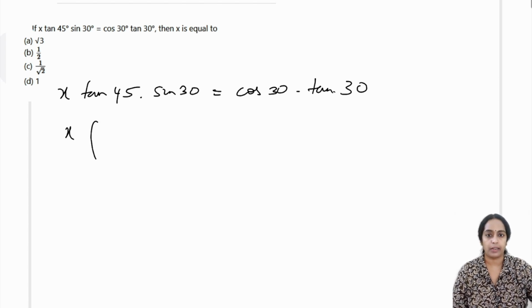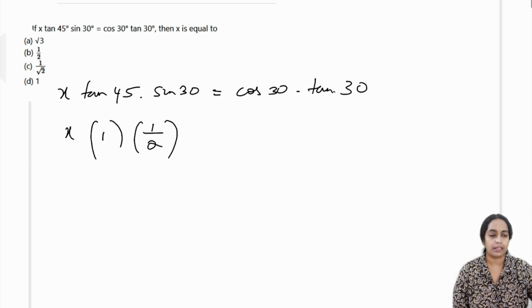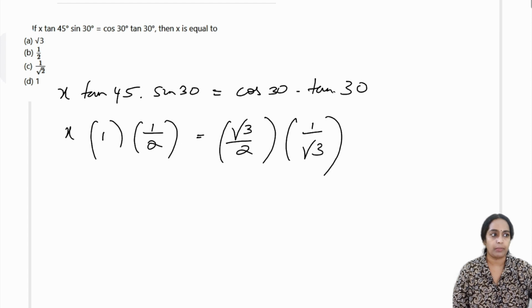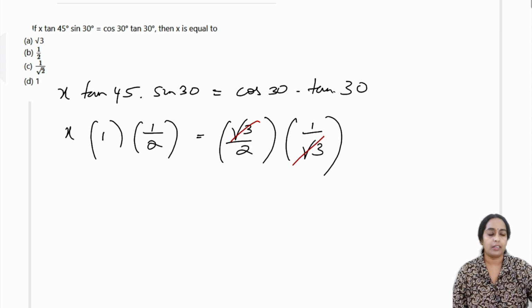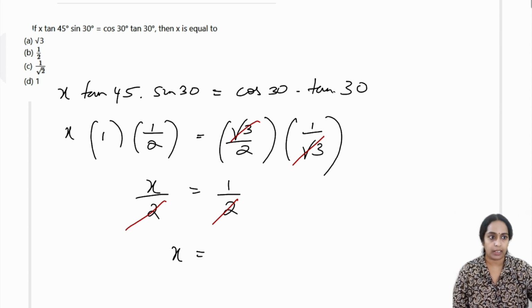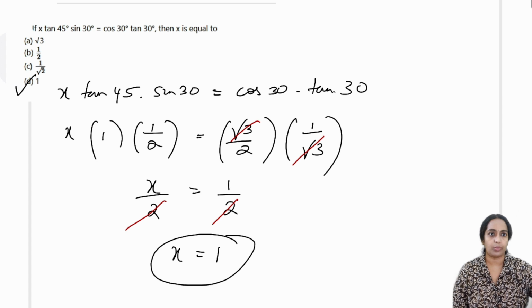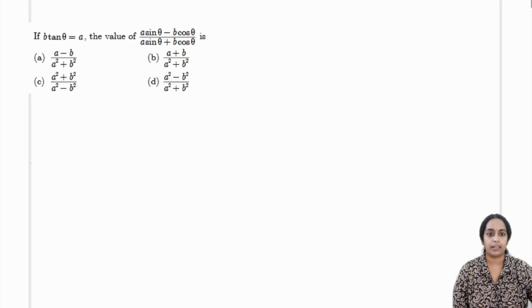So x multiplied with tan 45 degrees, which is 1. Sin 30 degrees is 1 by 2. Cos 30 degrees is root 3 divided by 2. Tan 30 degrees is 1 by root 3. So here root 3 will get cancelled. So x multiplied with 1 by 2 will be x by 2. Here I have 1 by 2 on the right hand side. So again the denominator terms on either side of the equation will get cancelled. So x is equal to 1, which is option D, the correct answer.